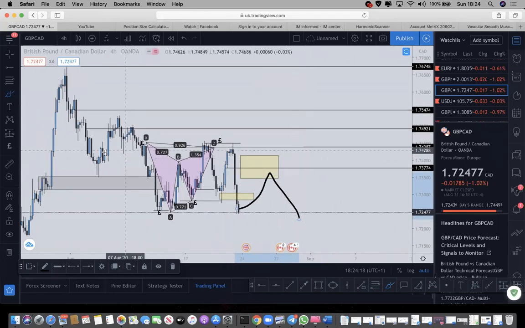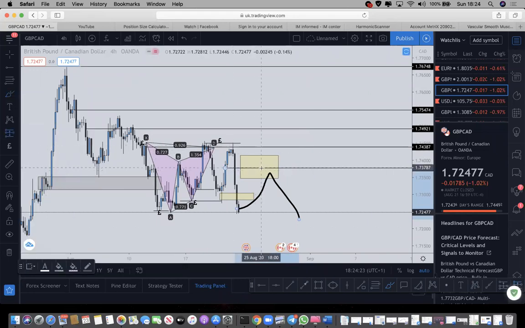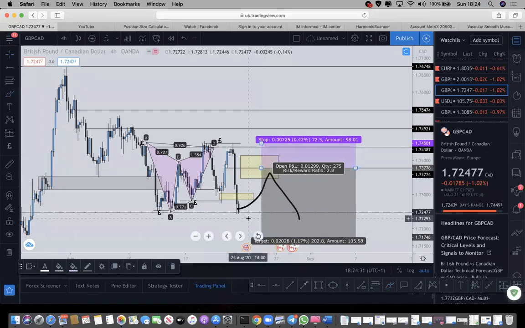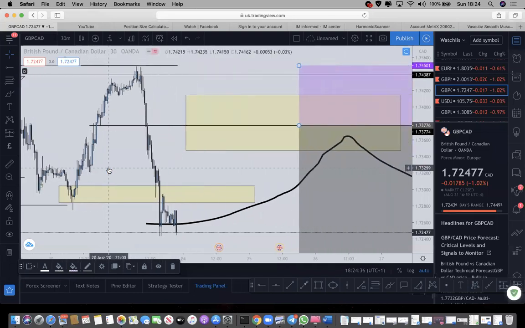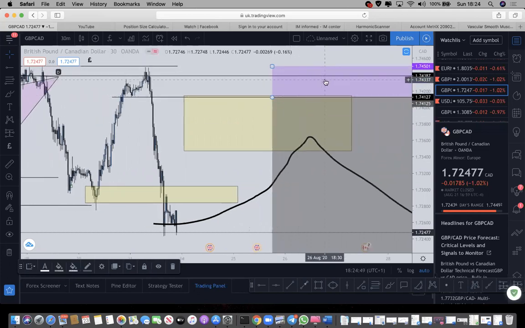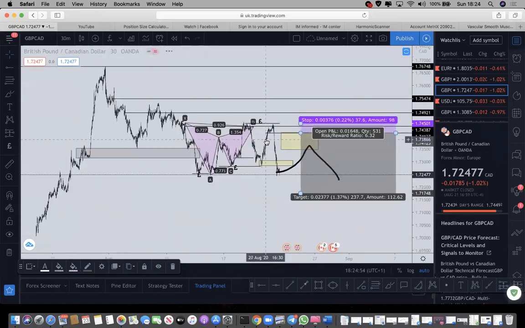If I'm selling, this is how my setup is going to look. I want to enter around here, put my stop loss here. That's the maximum stop loss I'll be using, targeting equal lows down here. However, if I go on a smaller time frame, I can reduce that risk. There's an imbalance right about there, right? So GBP CAD could potentially come around here, and we reduce our stop loss straight away. And we have a 1 to 6 trade.